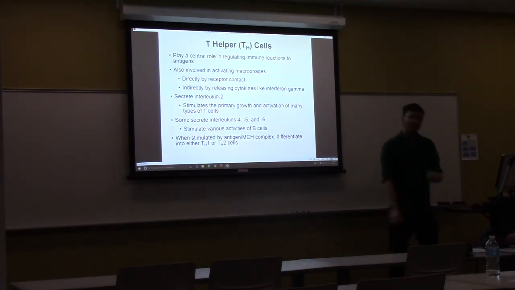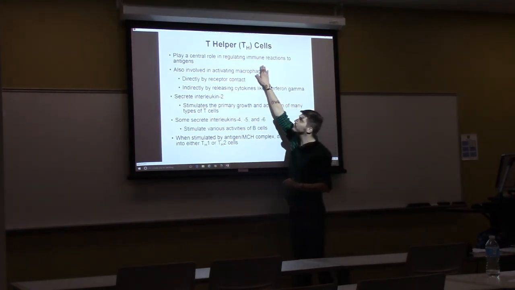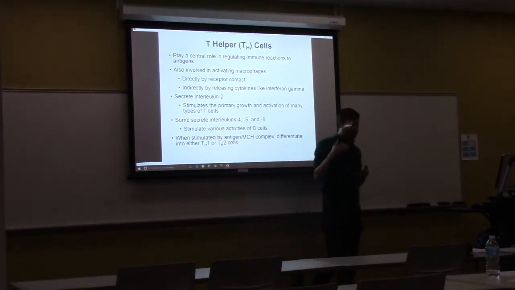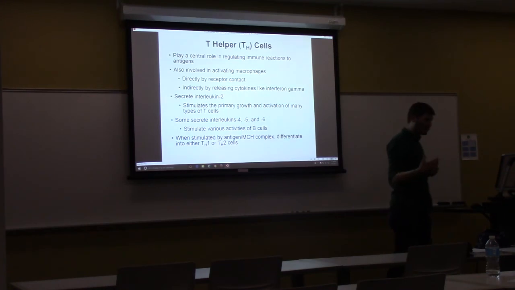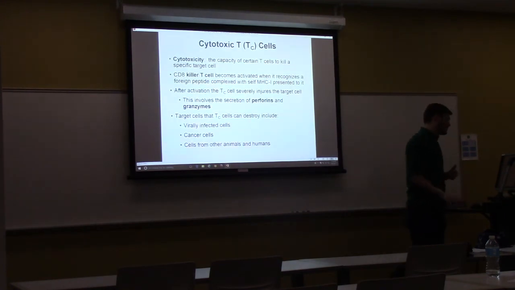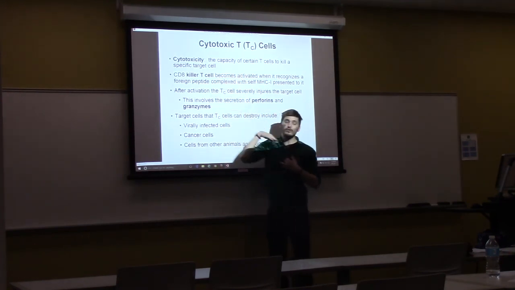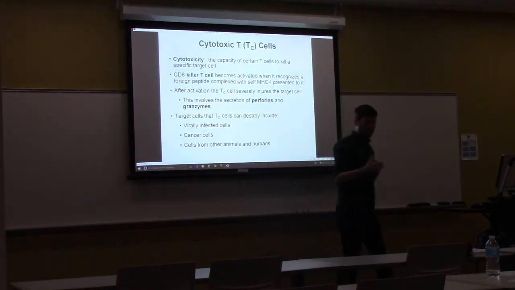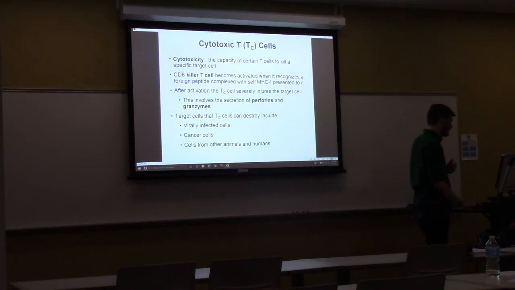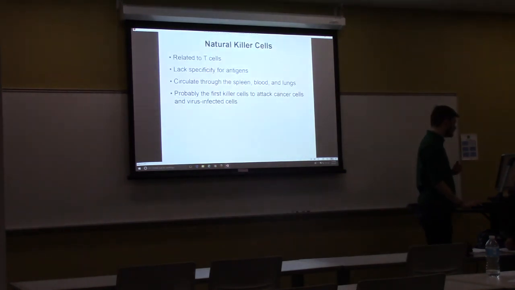All right, so T helper cells, these are CD4 cells, and as their name implies, they help the immune system, primarily B cells, production of antibodies. Cytotoxic T cells, also known as CD8 T cells, these are cells that destroy any cells that are abnormal, right? So cancer or virally infected cells.